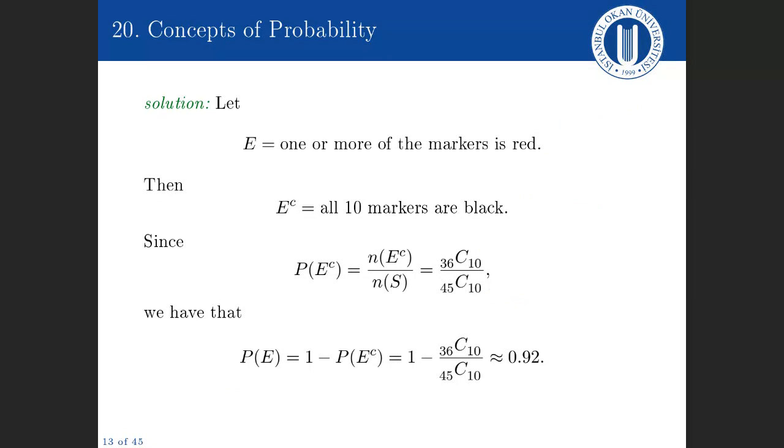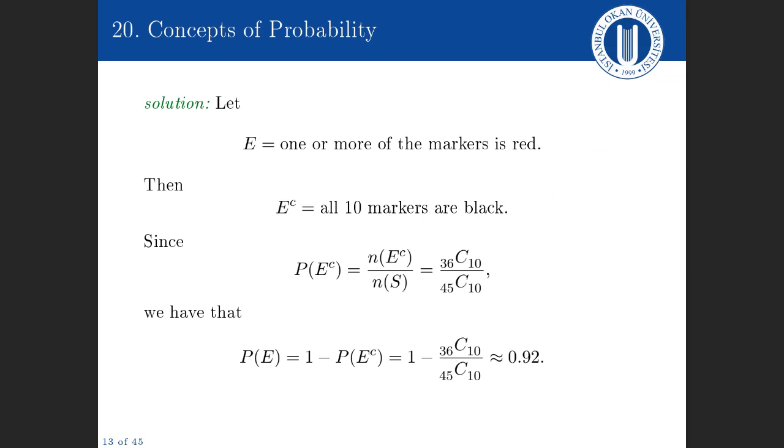So let's put this in mathematical notation. Let E be the event that at least one of the markers is red. So we could have 1 red marker and 9 black markers, or 2 red markers and 8 black markers, or 3 red markers and 7 black markers, or so on, all of the way up to 9 red markers and 1 black marker. What's the opposite of that? What's the opposite of at least one of them being red? The opposite is that all 10 are black. We're going to calculate the probability that all 10 are black, and then we're going to do 1 minus this probability.